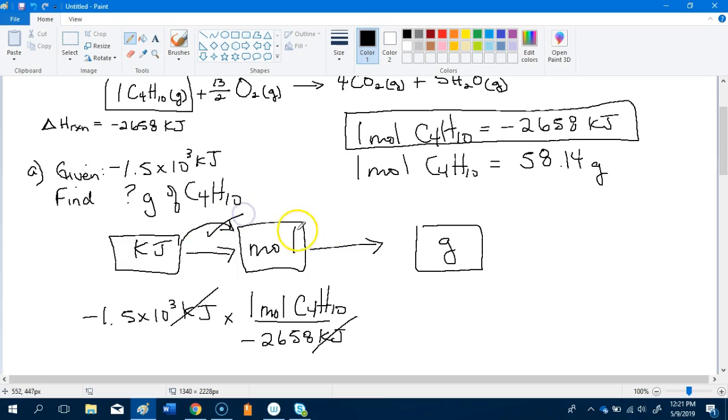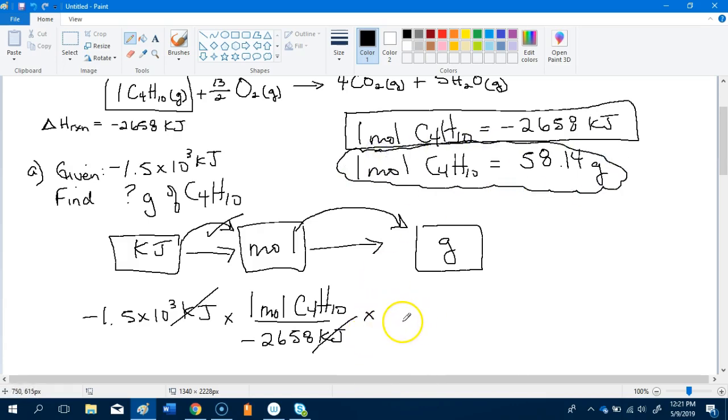So that's done, and now I have to go from moles to grams, and what I'm going to use for that is my molar mass of butane. So I'm going to put 1 mole of C4H10 on the bottom in order to cancel out.